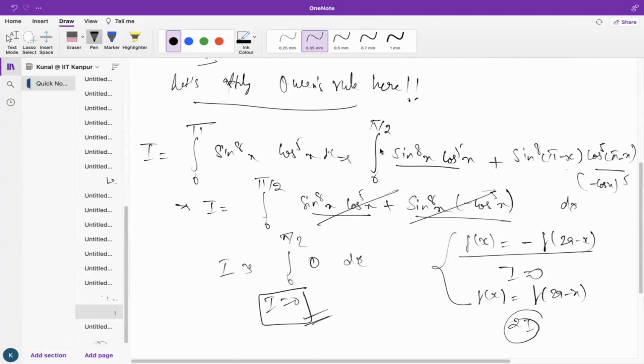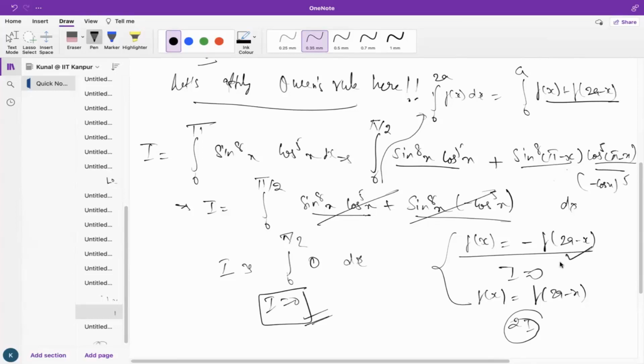How do we apply it? Let me show you here. Queen's rule says that if you are integrating from 0 to 2a of f x dx, it is equal to the integral from 0 to a of f of x plus f of 2a minus x. We do the same thing. Our 2a value is pi here, and when we apply some basic trigonometric properties, we get a result of the form f of x equal to minus f of 2a minus x. So its value will be 0.